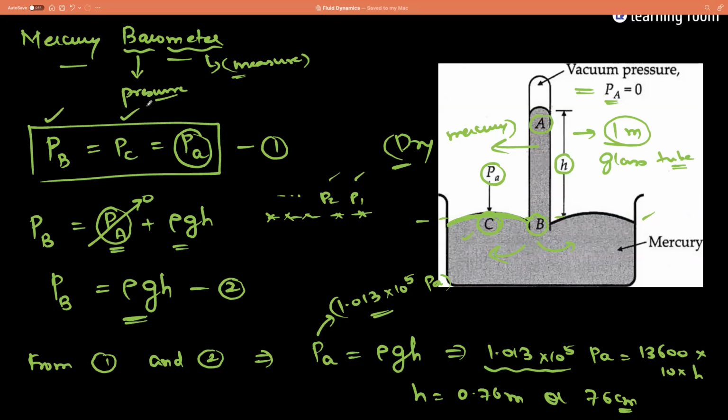But tell me, where is C exposed to? It is exposed to the atmosphere, hence it will be PA. So PB will be equal to the atmospheric pressure, but PB is also equal to rho GH. So equate both and calculate the height. When the height of the mercury column becomes exactly 76 centimeter, the pressure it will exert at the surface below it is going to be 1 atmospheric pressure. That is the meaning.